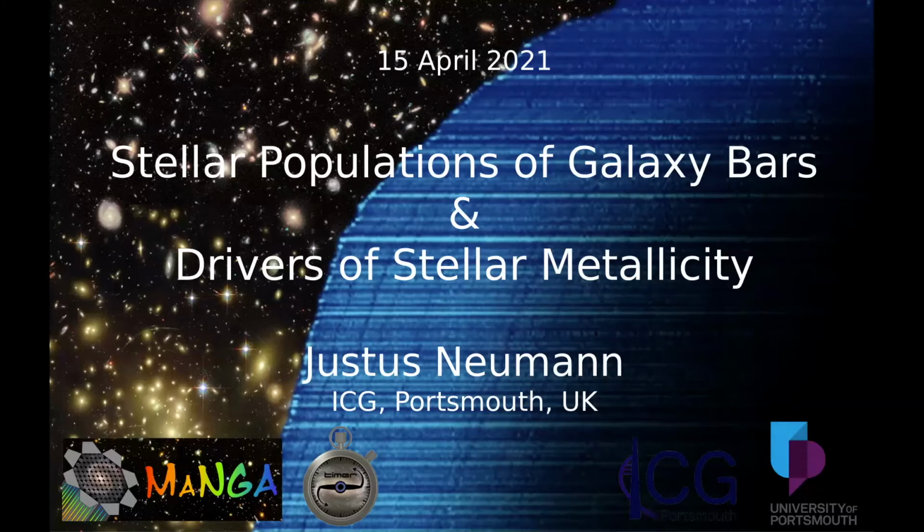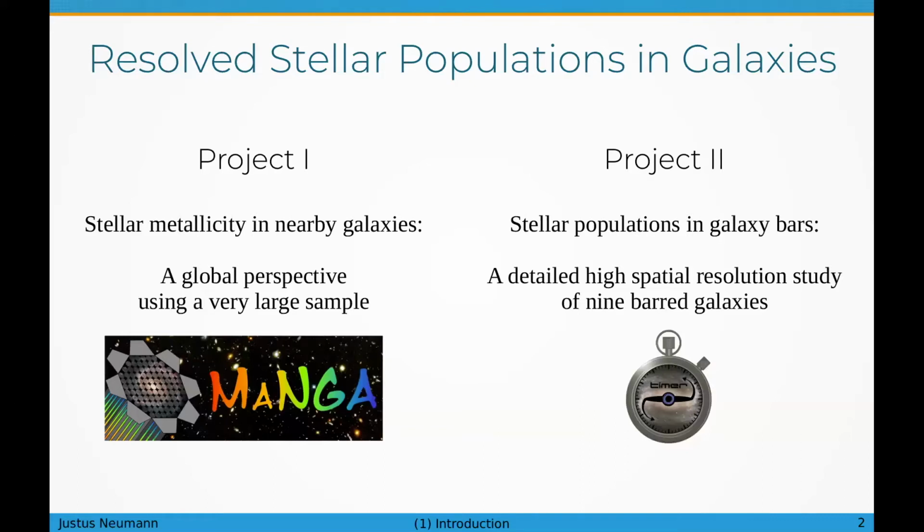I will present two different projects. On the one hand side, I will make use of a huge data set. Using the MaNGA Galaxy Survey, I will take about 10,000 galaxies and look, from a global perspective, at what drives stellar metallicity in galaxies. And on the other hand, in the second project, I want to present what we can study when we go into a really high detailed, high spatial resolution study, in this case of the bar components of galaxies, and what we can learn about the stellar populations there.